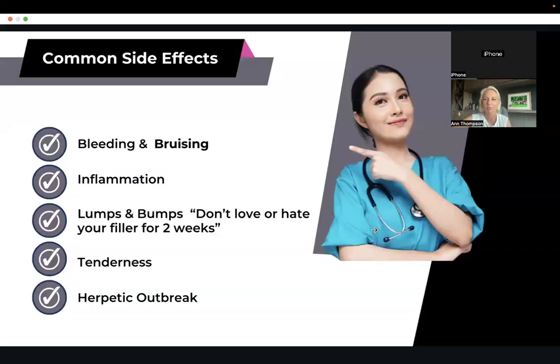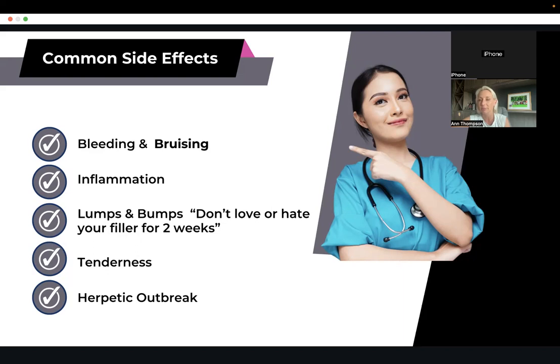All right, let's talk about the common side effects. Common side effects are going to be bleeding and bruising. Swelling is going to happen. Lumps and bumps are normal and expected up to 2 weeks. Tenderness and obviously a herpetic outbreak if they have a history of it, but we're going to be calling in that Valtrex for them. For the lumps and bumps, always just tell your patients, especially if you're going to be doing their lips, don't love or hate them for 2 weeks.